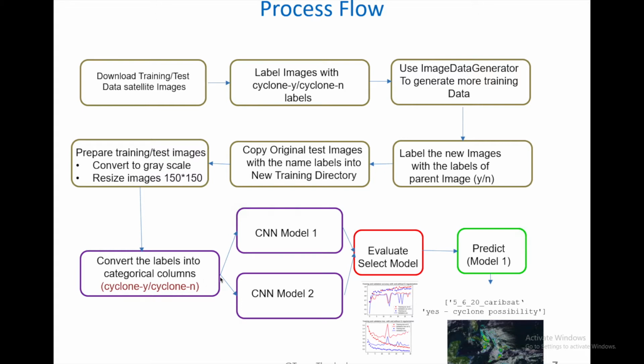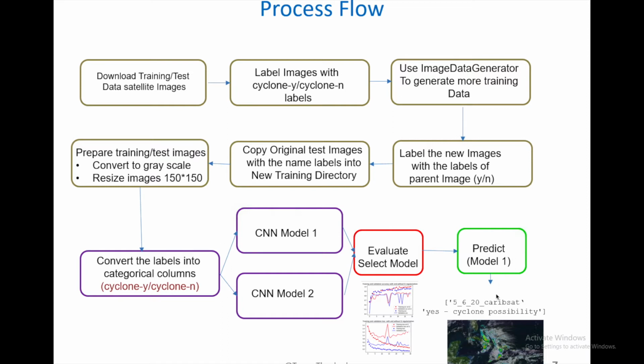These images were then sent through the two convolutional neural networks, CNN Model 1 and CNN Model 2, and then both the models were evaluated against their loss and accuracy. And the best model, in our case, Model 1, was selected and then was used for further predictions.